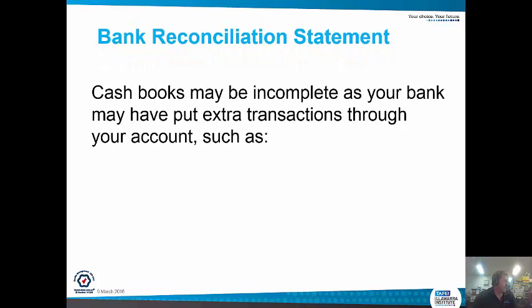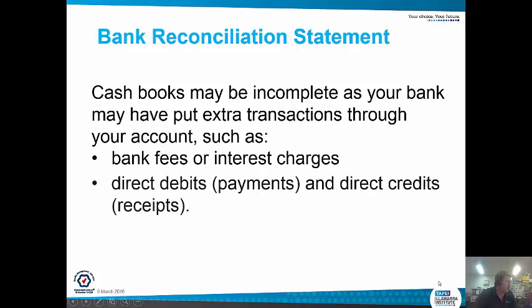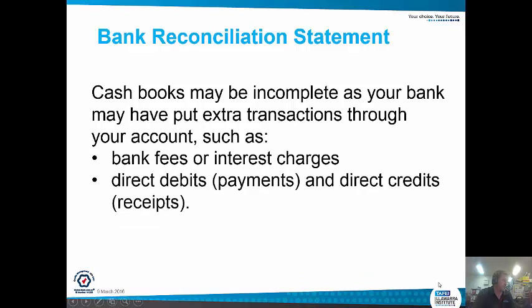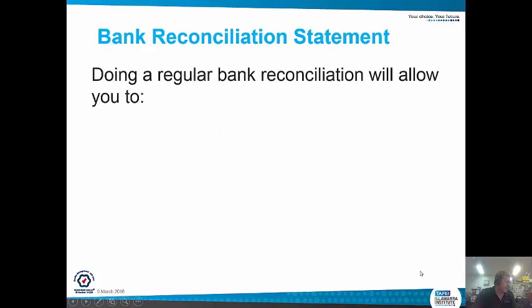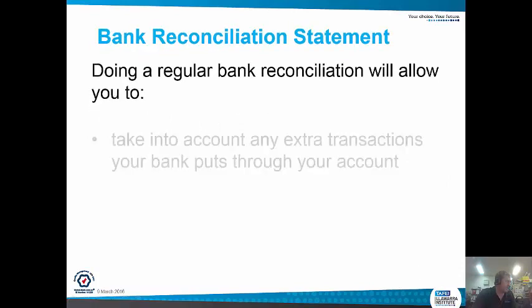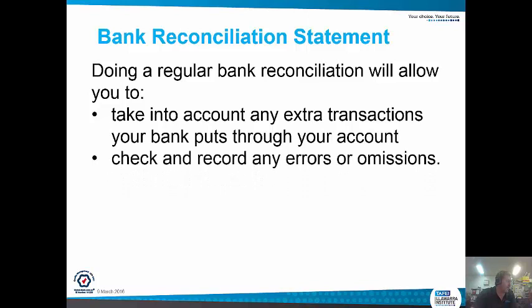Once you've completed a cash book, it can be incomplete as you compare it to your bank statement. They may have put extra transactions through your account, such as your bank fees or your interest charges, or direct debits from payments and direct credits from receipts. So you just got to check that and just reconcile it, and we're going to do that next week. So doing a regular bank reconciliation will allow you to take into account any extra transactions that your bank puts through your account and check and record any errors or omissions. So it's just finalizing, just making sure it's fine.